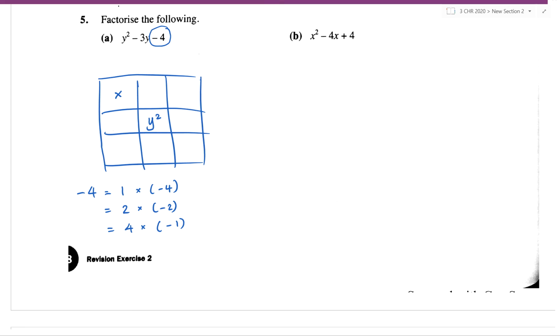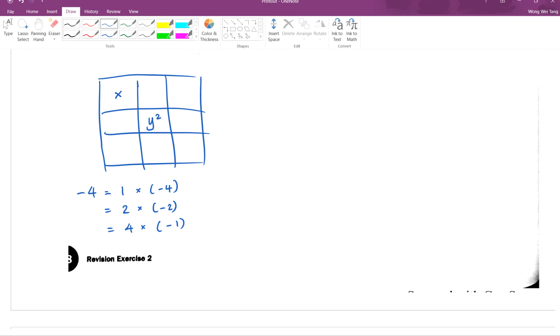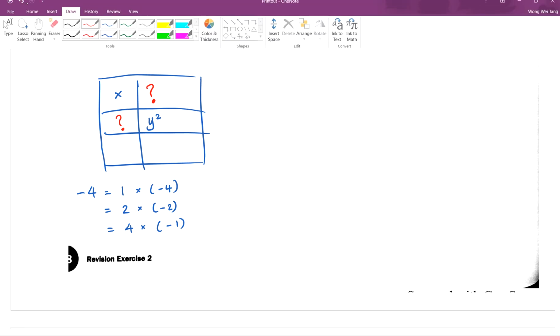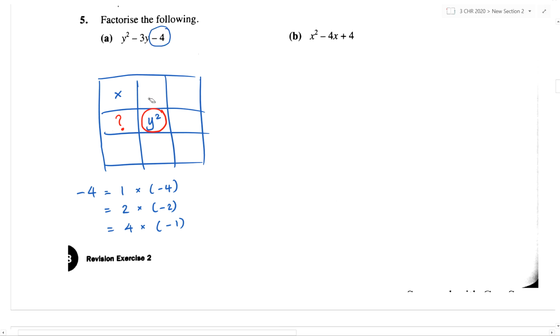We will now attempt to fill in the blanks. I'll change the color. Now, whatever is in this box multiplied by this box must give us y squared. So what multiplied by what will give us a y square? We only have one option, that is y times y. So we have now successfully filled up 2 more blanks. Now our job is to fill in these 2 blanks.